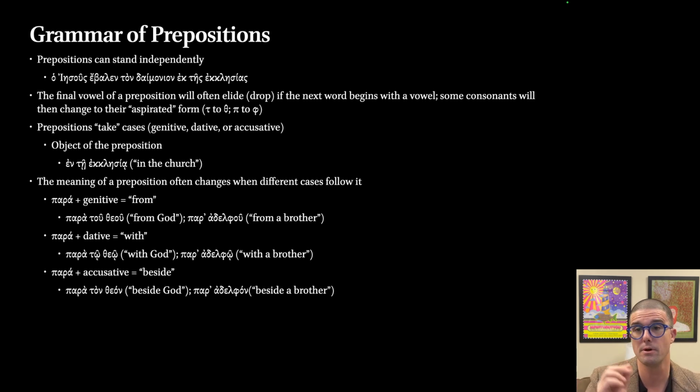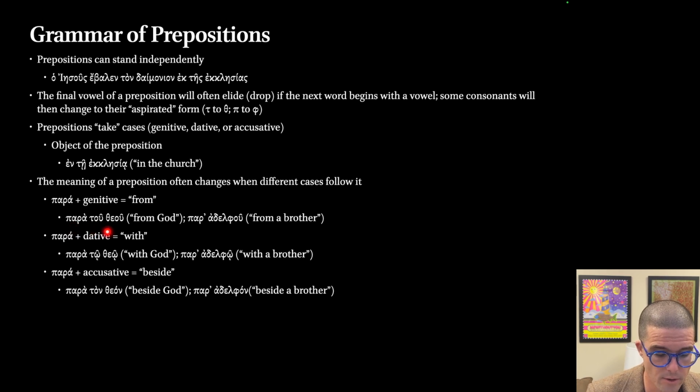What, for example, para means with the genitive, that is from. What para means with the dative, that is with. And what para means when it has the accusative as its object, and that is going to be beside or alongside. So prepositions will change their meaning depending on the case that they take, or depending on the case that follows them. We give the examples of para here.